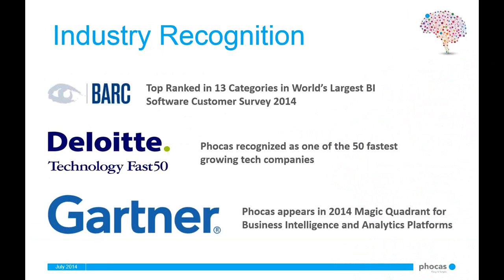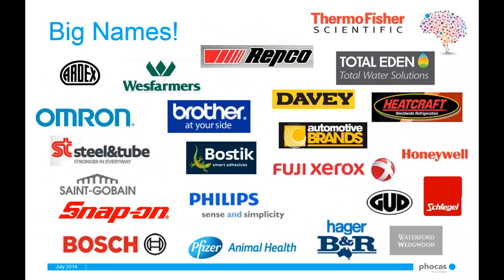Over the past 12 months or so, we've had a bit of industry accolade, I guess you would call it. In the BARC survey, which is the world's largest BI software customer survey, in 2014 we ranked top in 13 categories. We've been recognised as one of the fastest growing tech companies by Deloitte, and in 2014 we appeared in the Magic Quadrant for Business Intelligence and Analytics Platforms from Gartner.